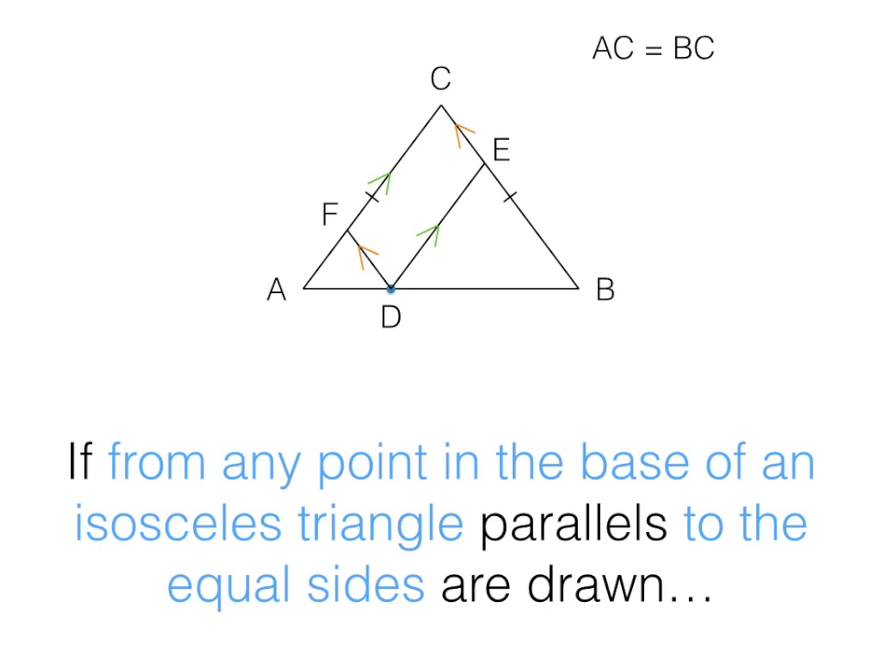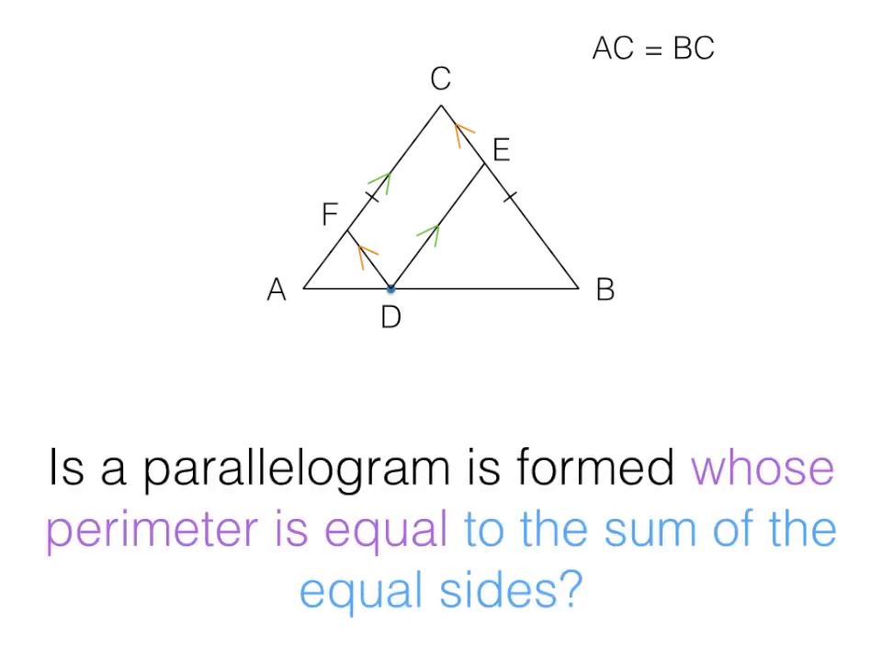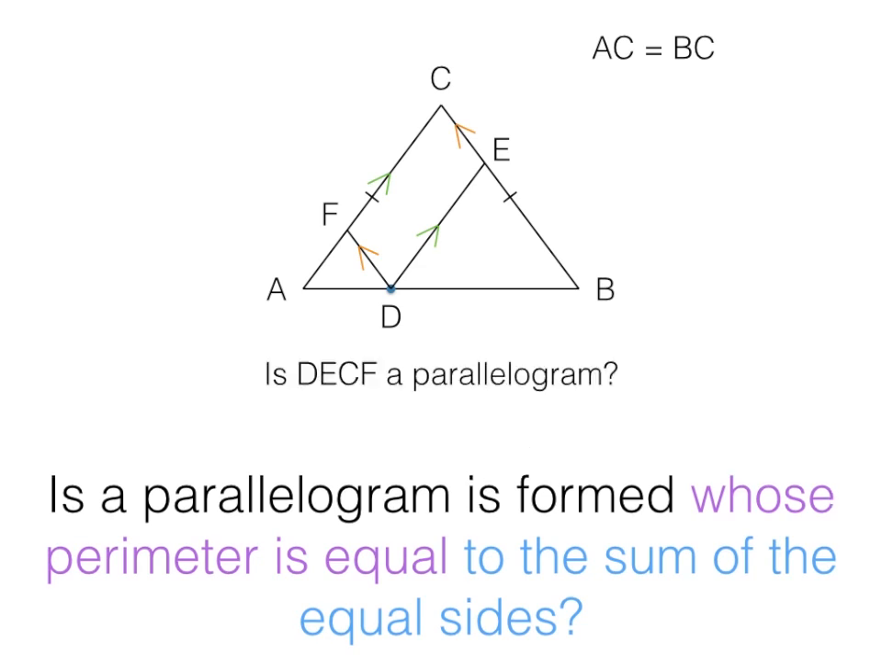Okay, now we have all that thought out and put in our diagram. So if that happens, do we get a parallelogram formed whose perimeter is equal to the sum of the equal sides? So let's figure out what that means. So first of all, do we have a parallelogram? It says, if something, then a parallelogram is formed. Well, clearly, yeah. By definition, it's a parallelogram because opposite sides are parallel.